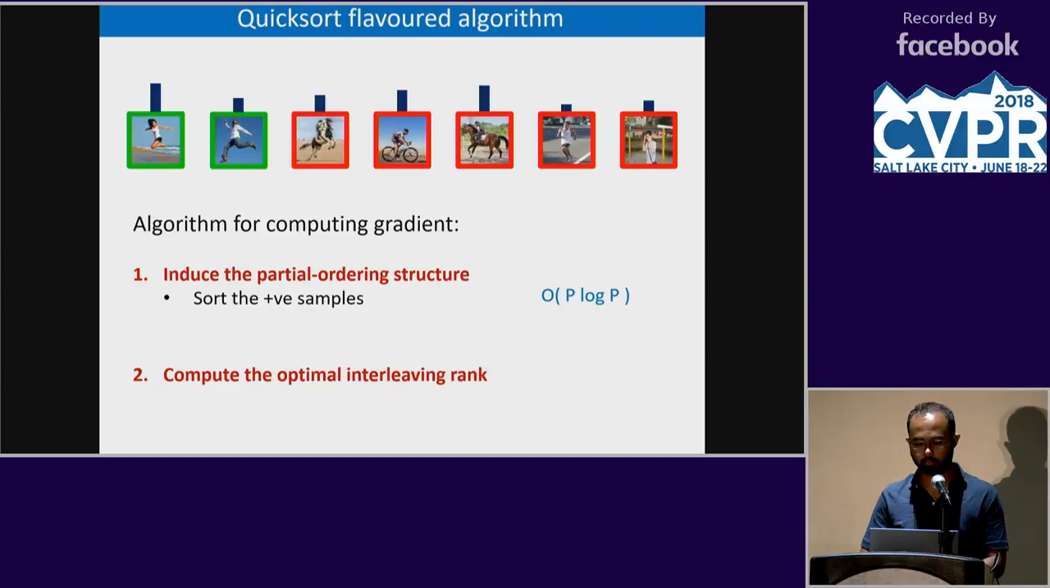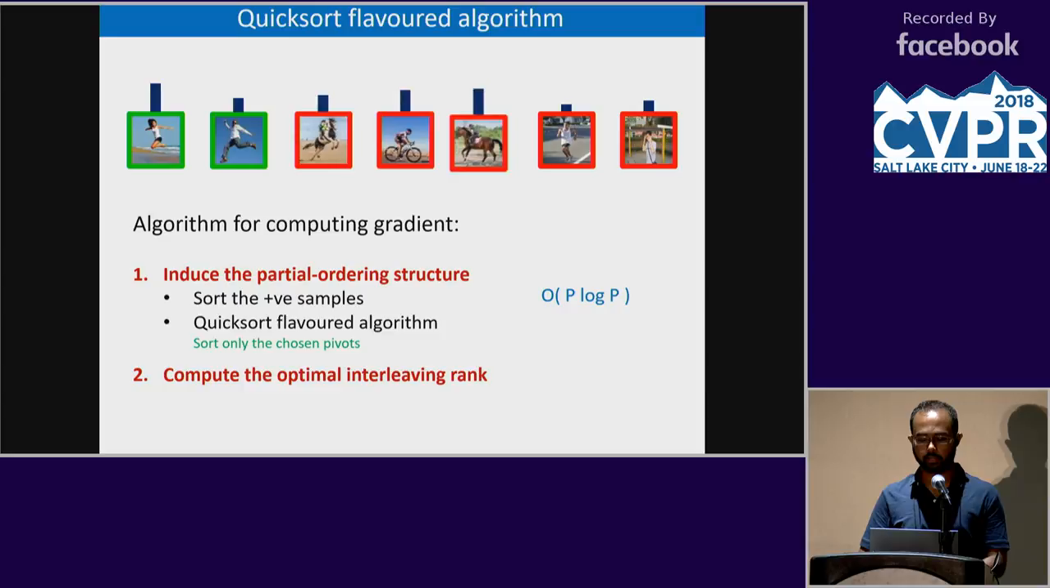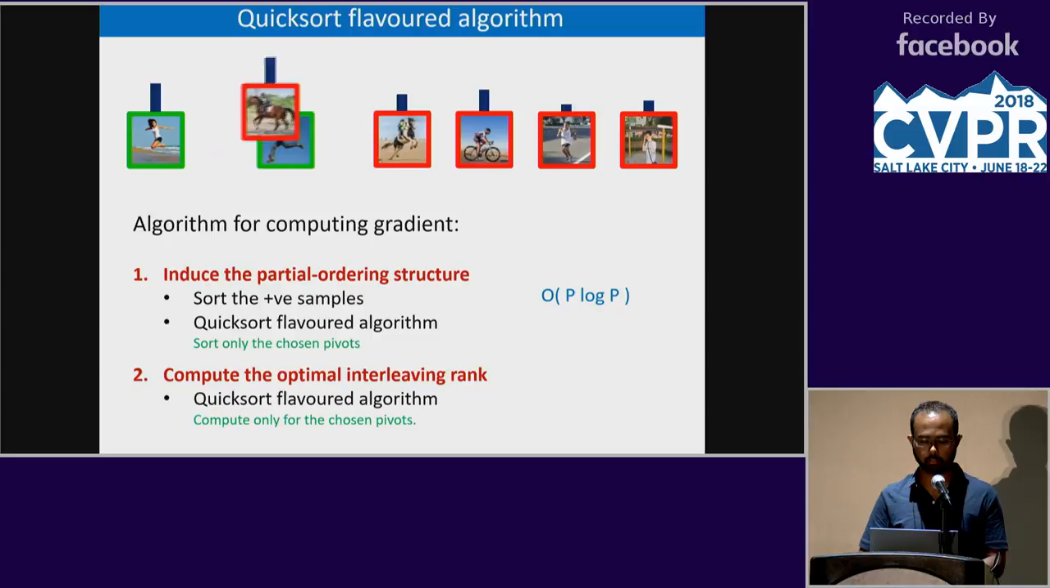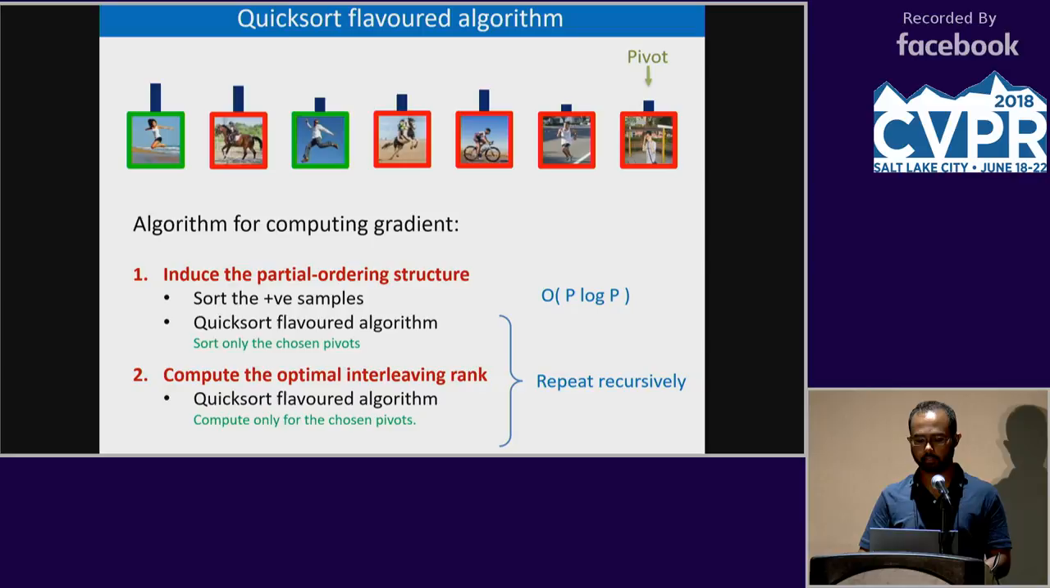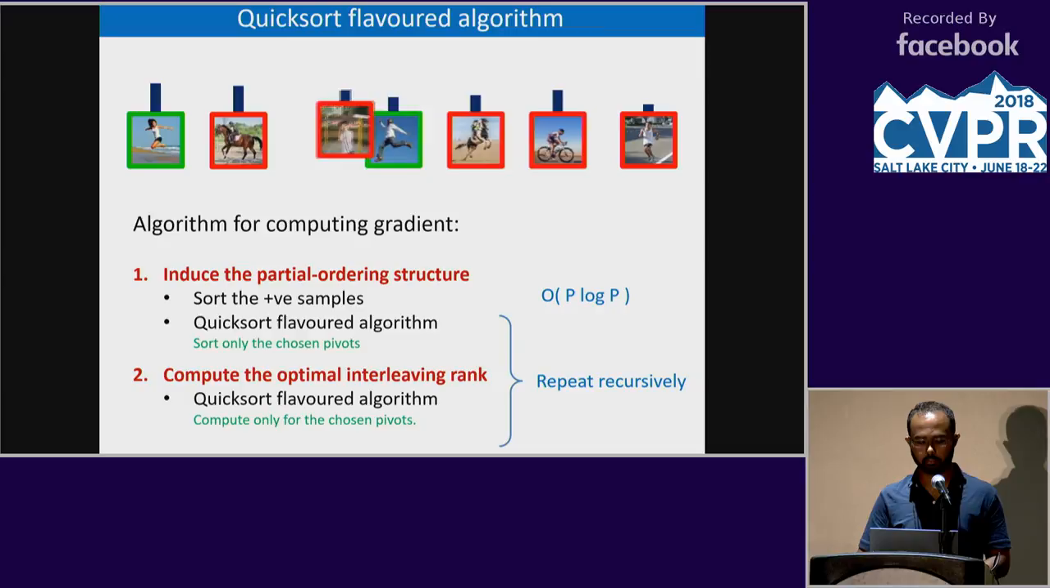But for the negative samples, we instead go for a quicksort flavored algorithm, in which in each iteration, we choose a negative sample as a pivot, find its appropriate place in the ordering of the negative samples, and then assign it its optimal interleaving rank. And we repeat this recursively in each iteration, choosing a pivot, finding its appropriate place in the ordering of the negative samples, and then assigning the corresponding interleaving rank.